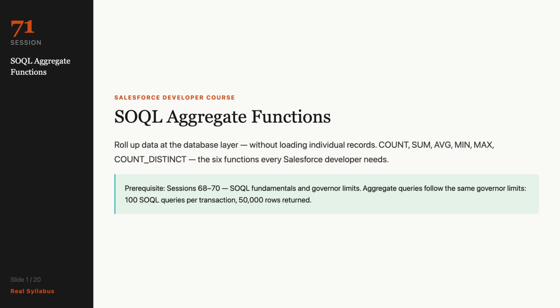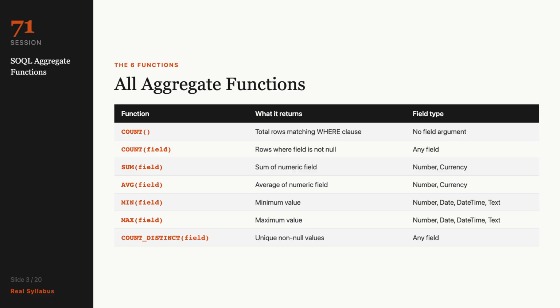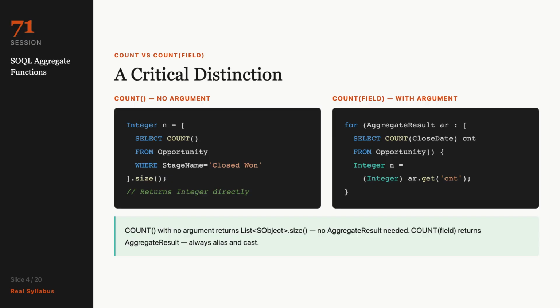Session 71. SOQL Aggregate Functions. Count, Sum, AVG, Min, Max, and Group By. These functions move computation from your Apex code into the database, eliminating the loops, heap consumption, and governor limit exposure that come from querying large record sets and aggregating them in Apex.